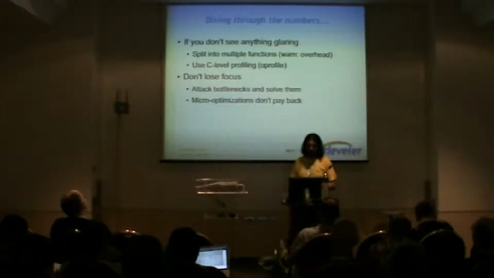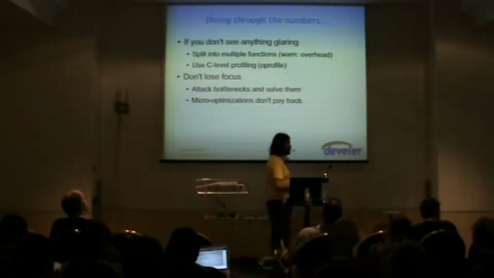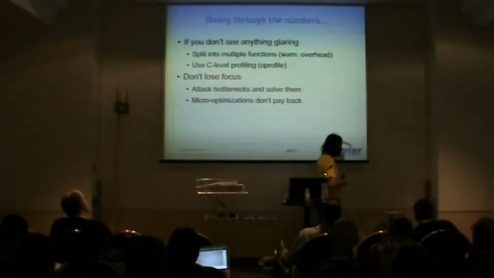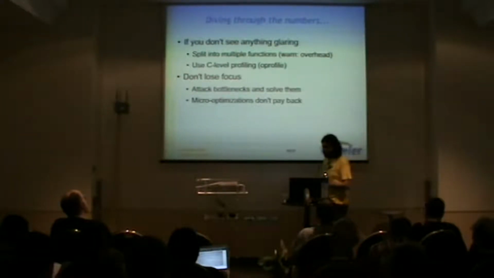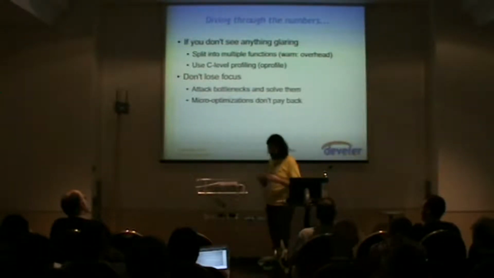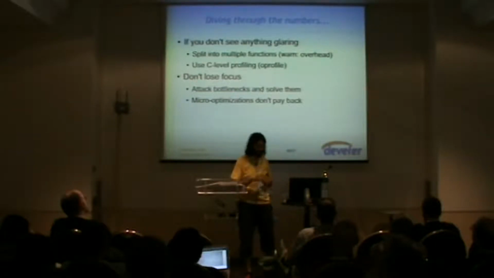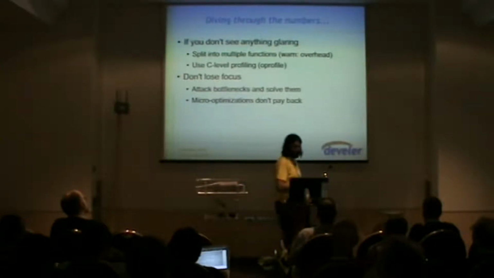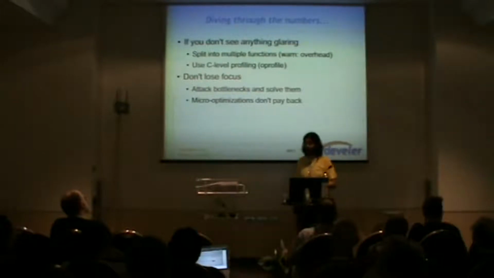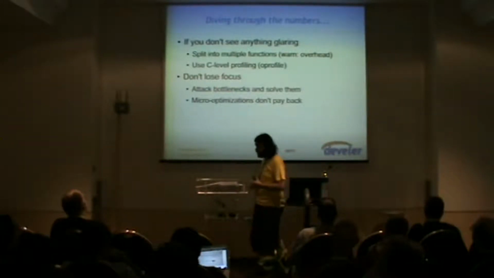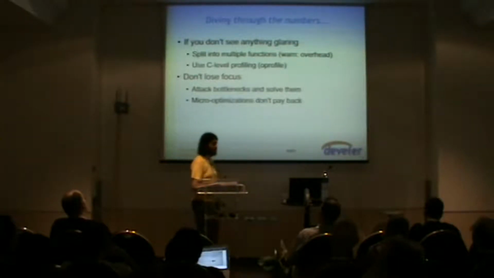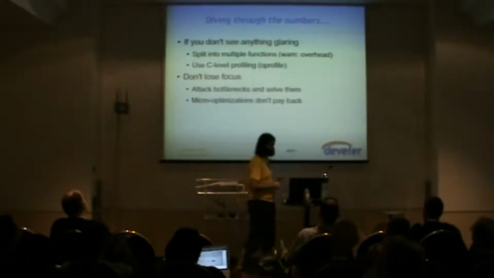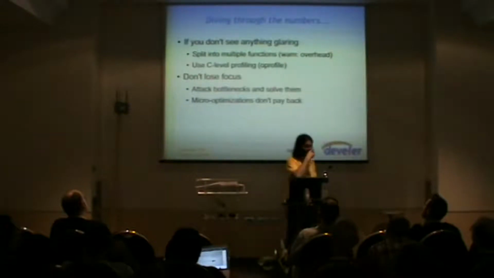Sometimes profiling is not enough. You don't see anything glaring. You think that it cannot be optimized further. Okay. So what you can do is split into multiple functions, which gives you more visibility, as I was saying before. Or you can try C-level profiling, because maybe the overhead is not really in your code, but within your extensions. I suggest to use OProfile on Linux, which is a really nice tool.